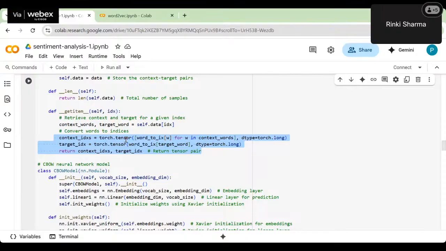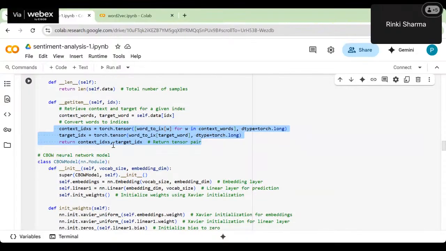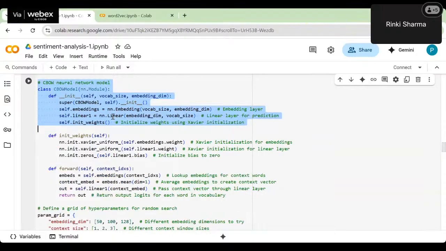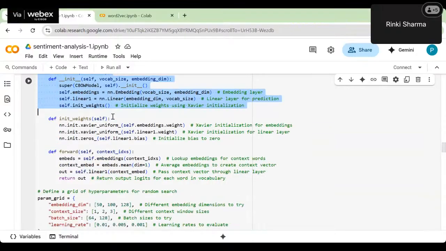So this is how the CBOW model looks: the embedding layer and the linear layer that we defined in the last code. This is how we have defined our weight initialization technique. Here we chose Xavier's technique to initialize our weights. This is the forward layer that averages all the embeddings of the context words to predict the target word. So this is the forward layer for the CBOW model.